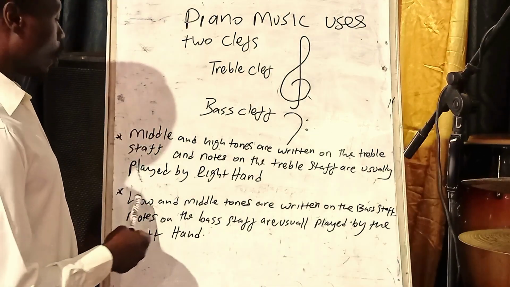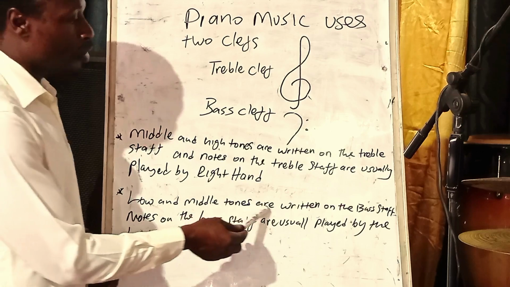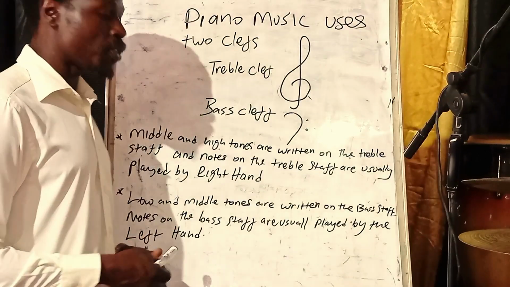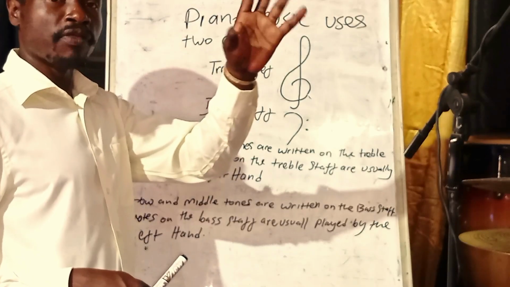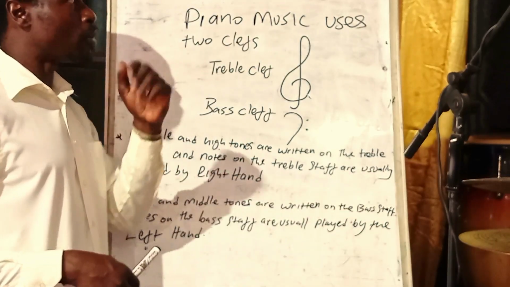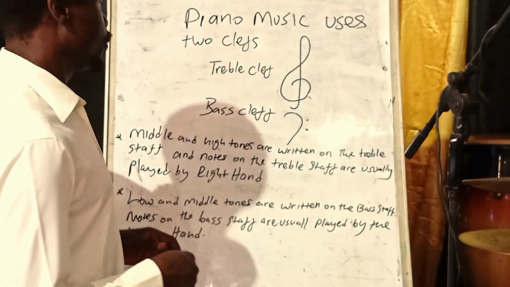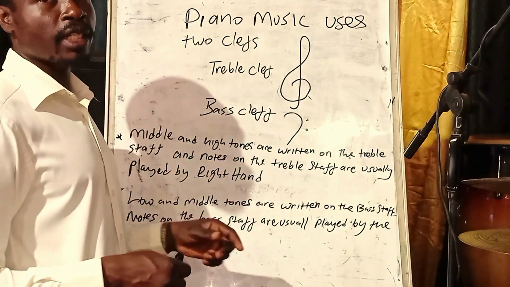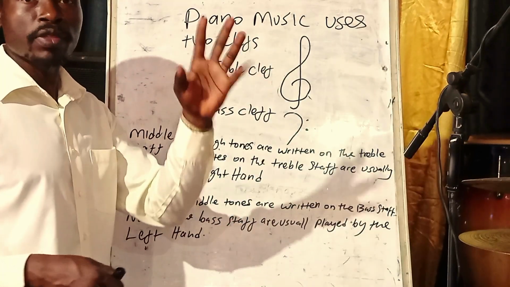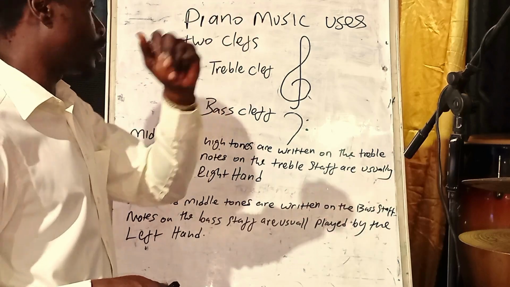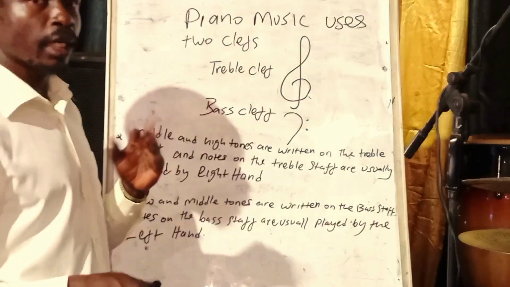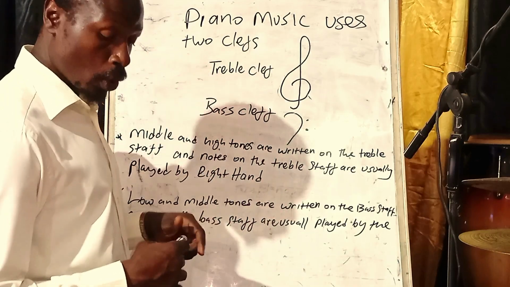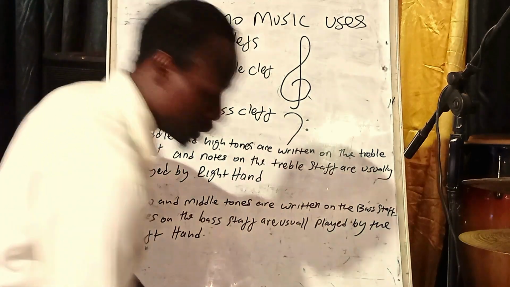Okay. Then low and middle tones are written on the bass staff. Notes on the bass staff are usually played using our left hand. So when you encounter a sheet of music with the bass staff indicated, it means you're going to play using your left hand.